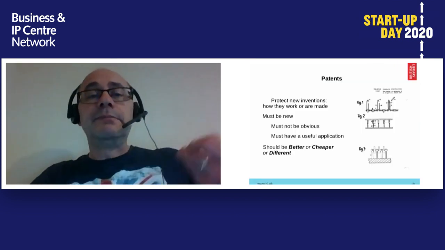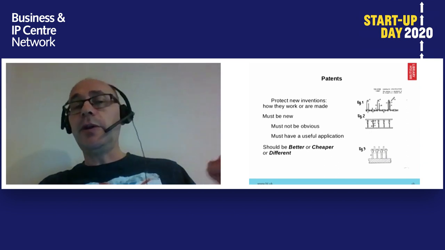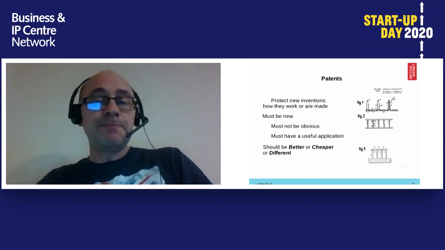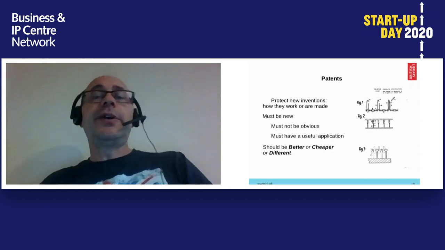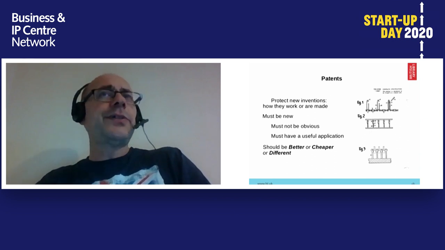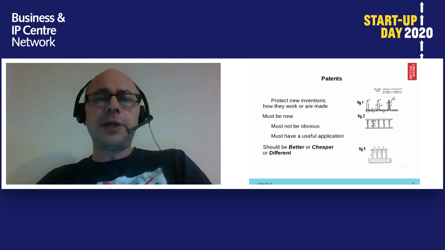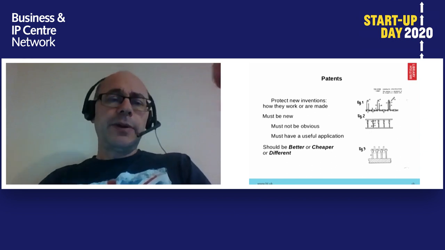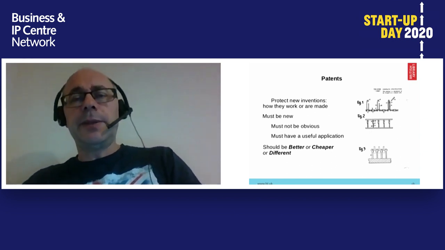So what is a patent? A patent protects a new invention, and that's how something works or how it's made. And there's a kind of tick box criteria you've got to meet in order for something to be patentable. This is one of the more technical and tricky forms of IP, just to say that up front. So there are some criteria you have to meet to get a patent on a new invention.